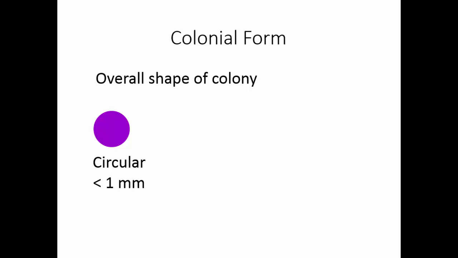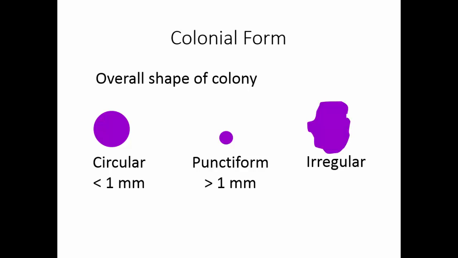Colonial form is the overall shape of the colony. If the colony is round and greater than a millimeter in diameter, we say that it is circular. If it is less than a millimeter in diameter and round, we say it is punctiform. And if it's not round, it's an irregularly formed colony.